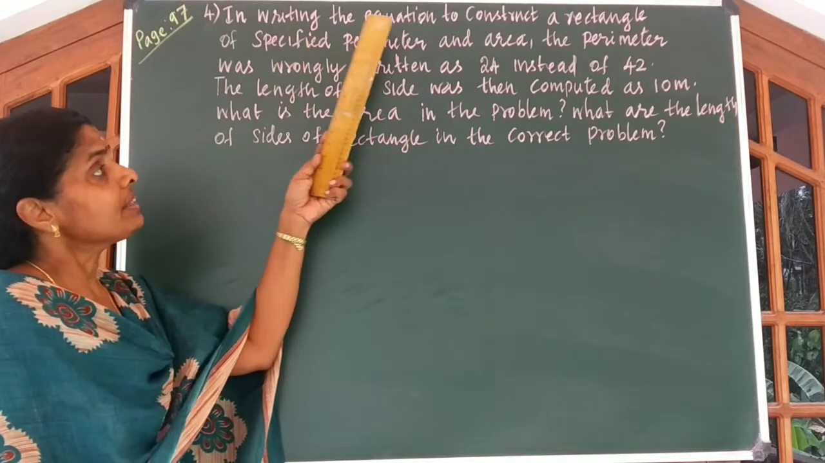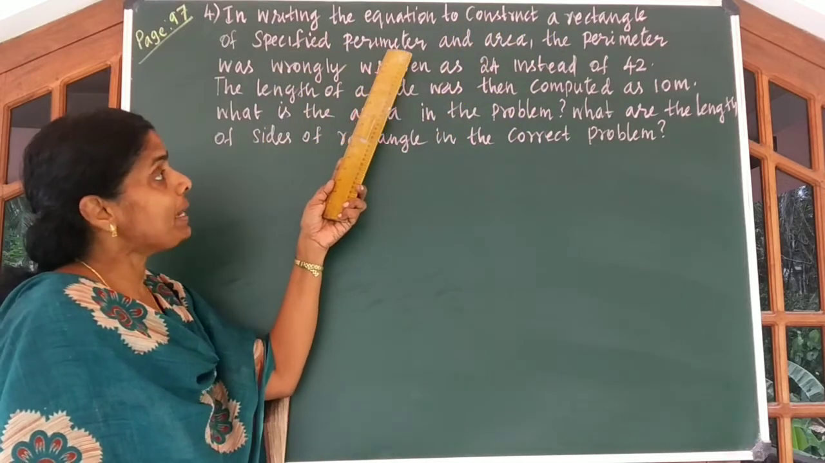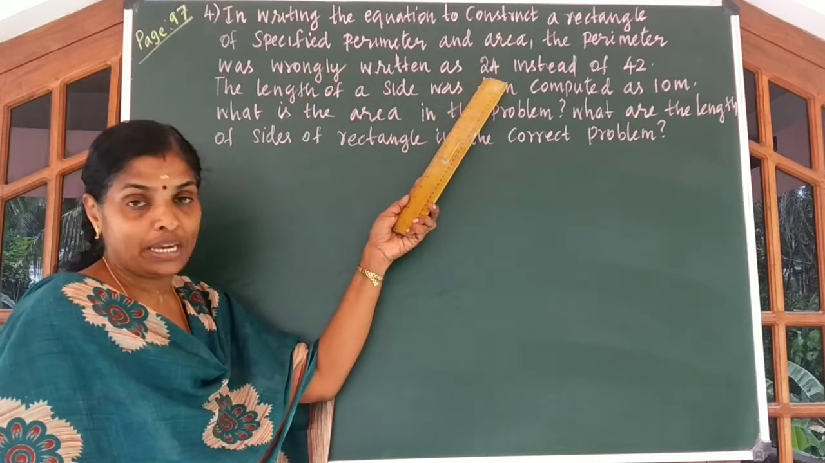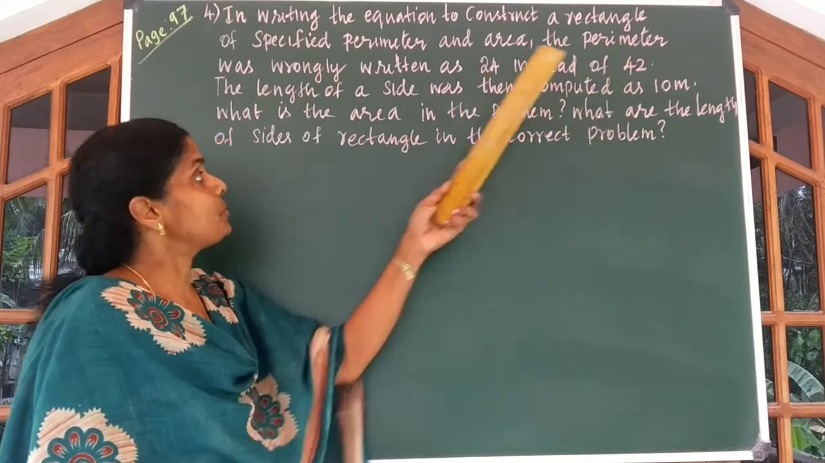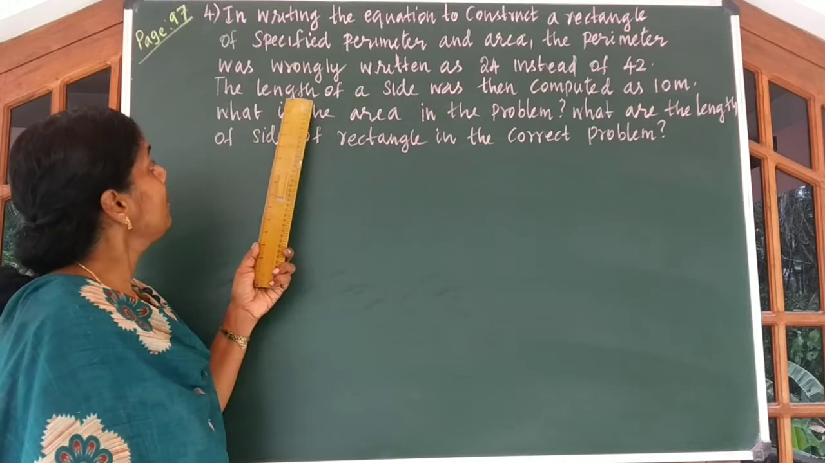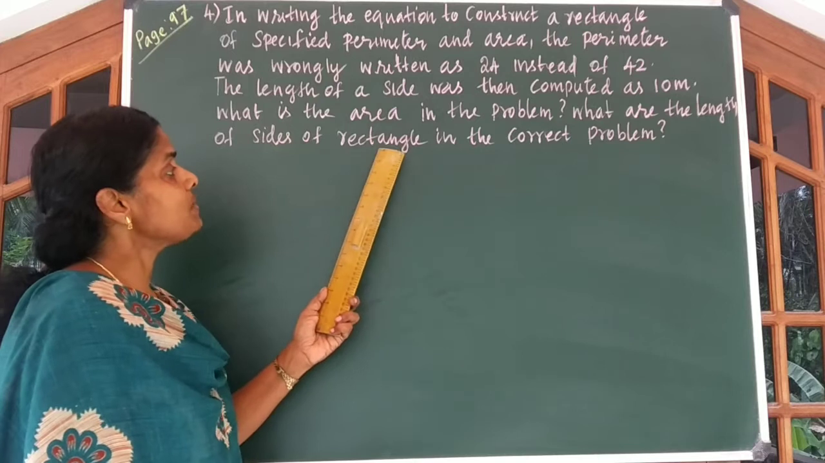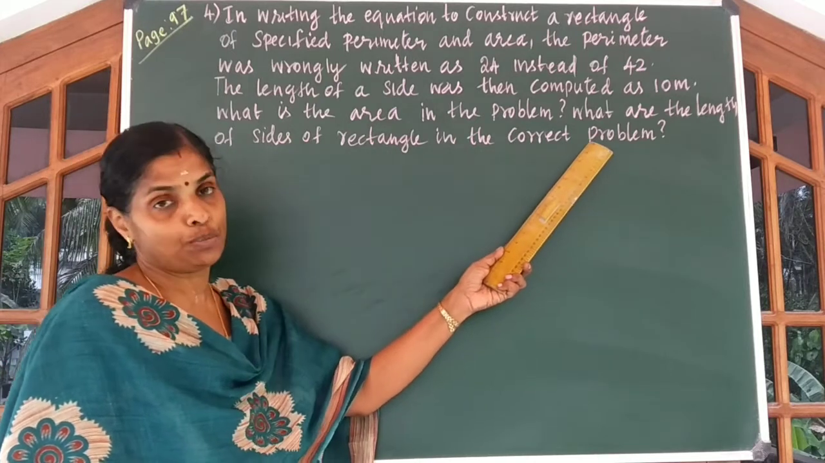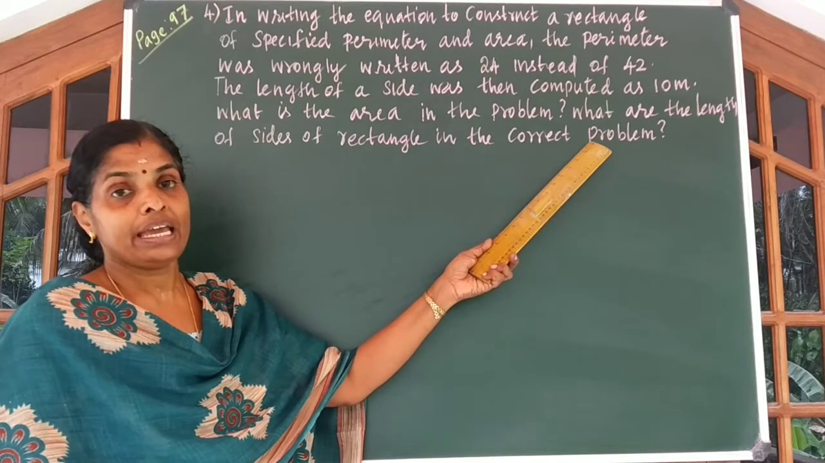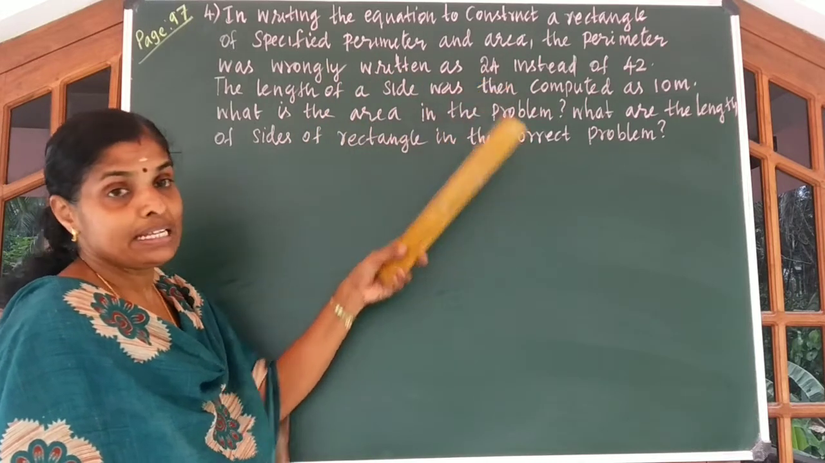In writing the equation to construct a rectangle of specified perimeter and area, the perimeter was wrongly written as 24 instead of 42. The length of a side was then computed as 10 meter. What is the area in the problem? What are the lengths of the sides of the rectangle in the correct problem? It's a bit lengthy question. Understand the question carefully. We are given the perimeter is written as 24.